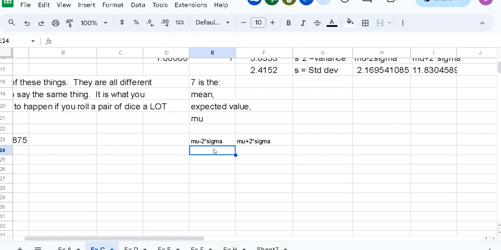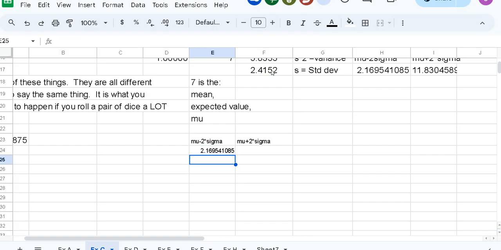So in the first one, type in equals. What was mu for this experiment? 7. In this case, it was 7 minus 2 times sigma. Sigma was the standard deviation, but I don't really feel like typing that in again, so I'm just going to click this one right here. That's the standard deviation. So mu minus 2 sigma, bam, about 2.17.